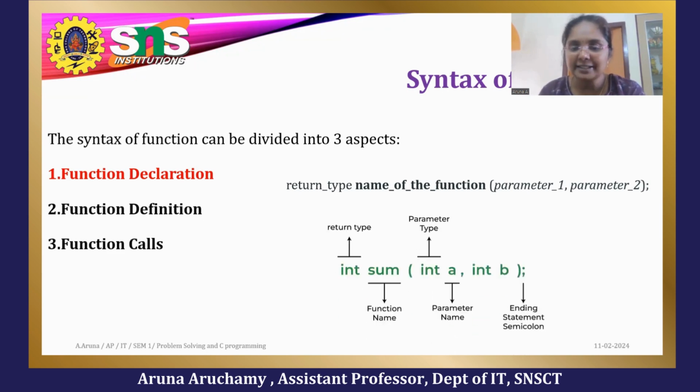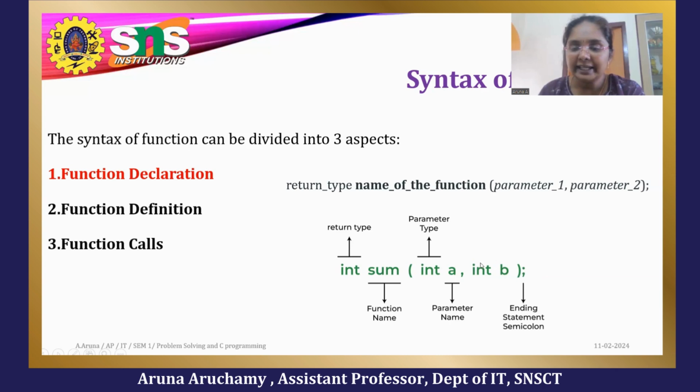Now let us see an example. See here, int is my return type. Sum is my function name. Here int is my parameter type, and a is my parameter name. Int is again a parameter type, and b is my parameter name. It always ends with a semicolon. This is how a function can be declared in our C language.